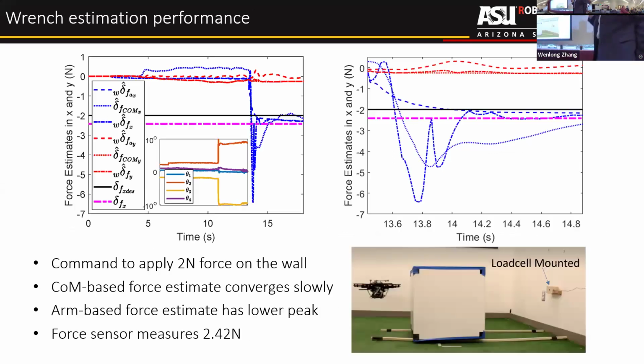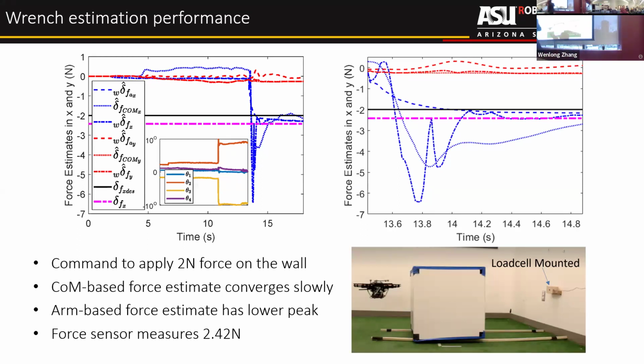Okay, so let's very quickly see some results. We have a load cell mounted on the wall, and we have a drone that is pushing this object. I kind of skipped the video, but you can see that's what happens when the drone pushes this object. When it goes to here, then this load cell is going to have a force reading, and that force reading is essentially what we apply to the wall. We basically command the drone to apply 2 Newtons of force on the wall. So what happened is that we run all these wrench estimation algorithms.